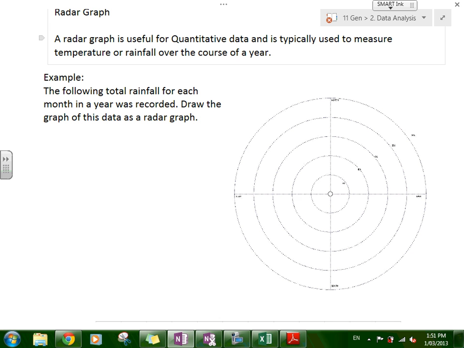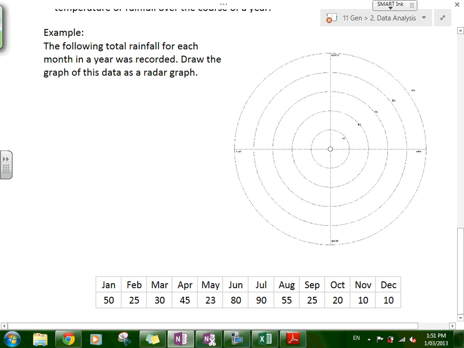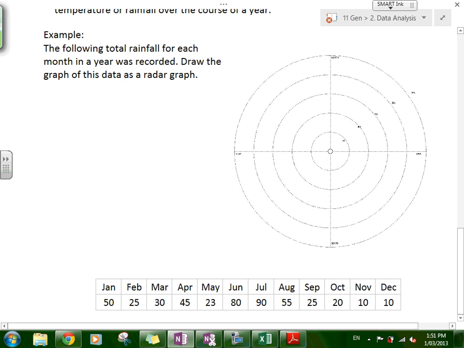The following total rainfall for each month in a year was recorded. Draw the graph of this data as a radar graph. Here is our data. January 50, February 25. So what we're going to do though is we need to break this up into months. How many degrees will each section be if we need 12 sections? Good. 360 divided by 12 equals 30 degrees. Good.